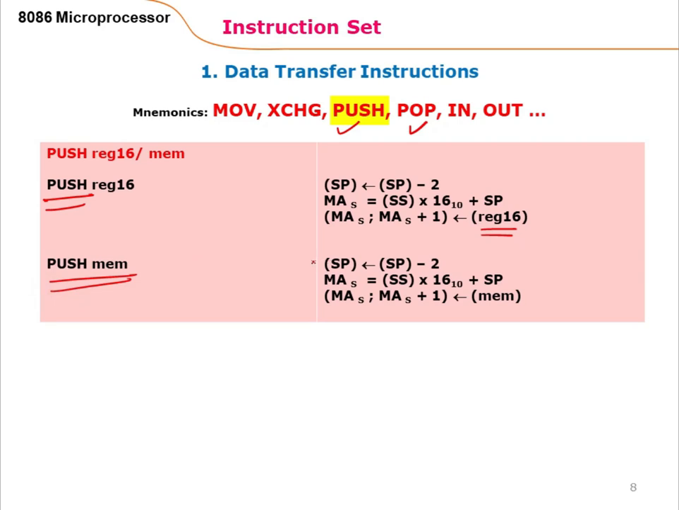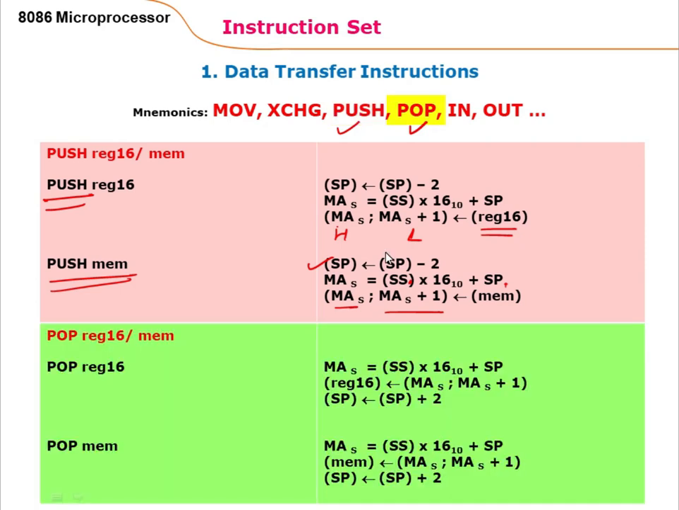Here also the stack pointer is decremented by 2, and the memory address is calculated with the help of the stack segment register and stack pointer register. Now the contents of this memory location are copied to the memory addresses MA and MA plus 1. Here the higher byte is copied to MA, and the lower byte is copied to MA plus 1.